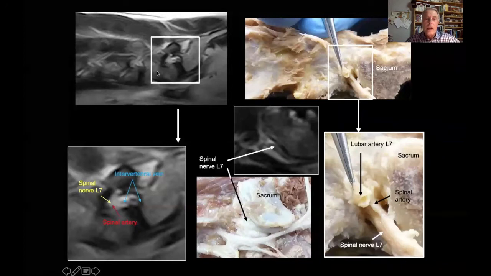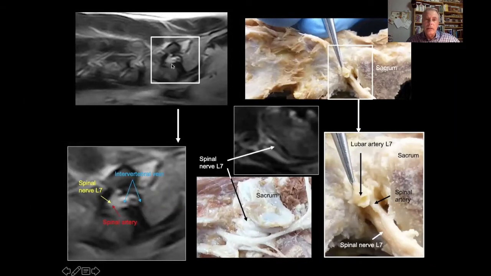So now we are at the lumbosacral level. This is L7, this is the sacrum, and this is the intervertebral foramen. If we look in closely, what do we see is the intervertebral disc, and there we have the spinal nerve L7 running with the spinal artery. And in this case, we have two intervertebral veins. These veins can be double, as it is in this case.